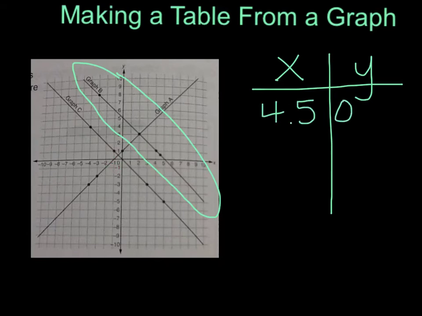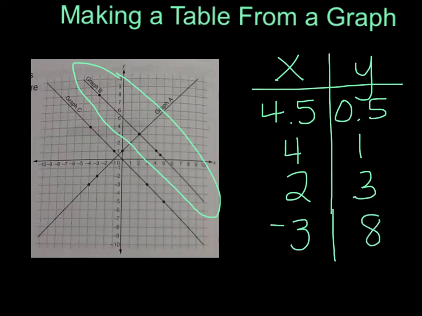4.5 and 0.5. The second dot falls at 4 and 1. The third dot falls at 2 and 3. The final dot falls at -3 and +8.